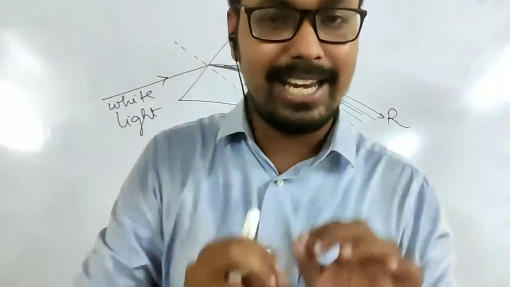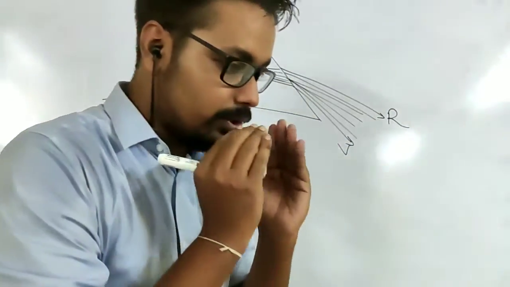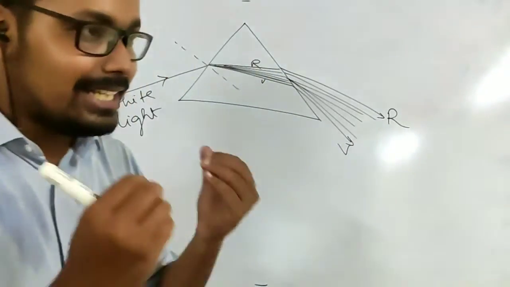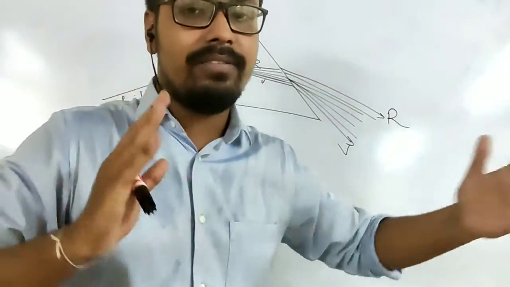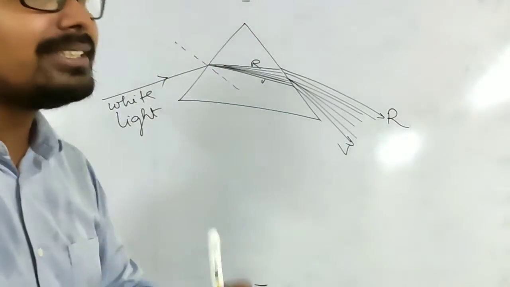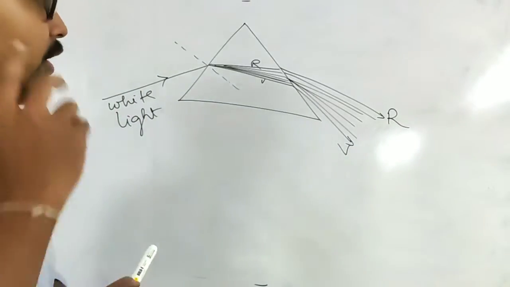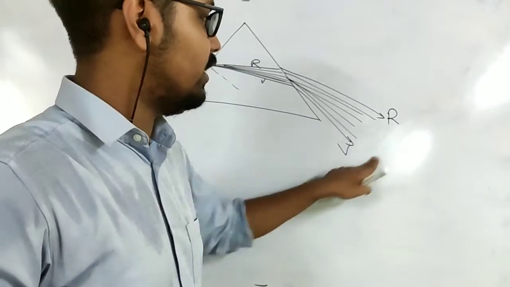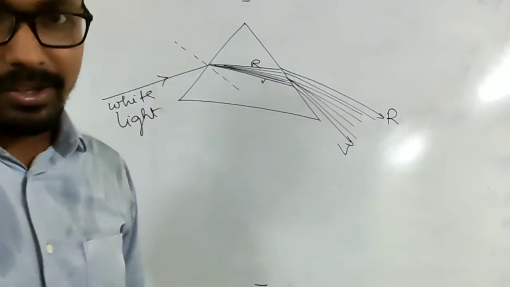I am repeating this again because the light with the smallest wavelength will have the most deviation, and the longest wavelength will have the least deviation. Least means the smallest amount of deviation. This is how light scatters, and we will have a rainbow-like visual from this view. Okay.